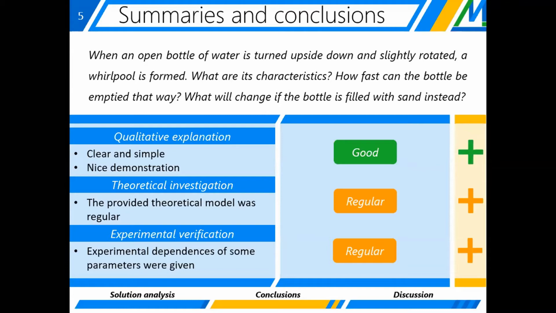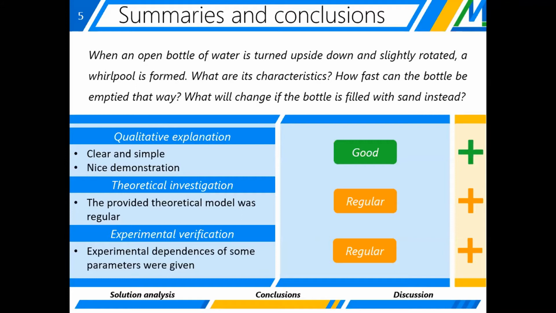For example, the evolution of the vortex itself, because the reporter didn't take it into account. The reporter considers the velocity of the flowing water to be constant. We do not agree with this, and thus we think that this part of the solution needs to be improved.